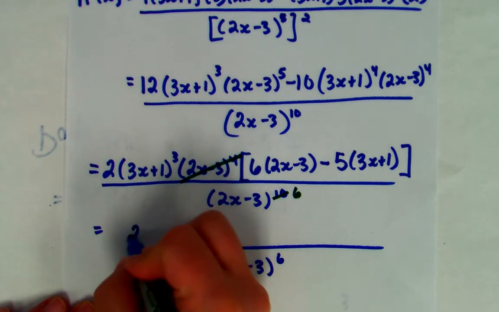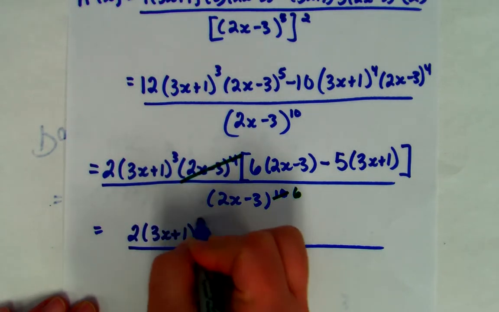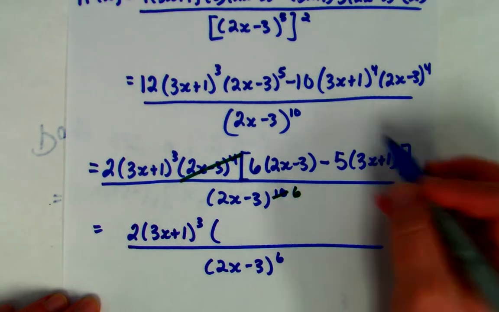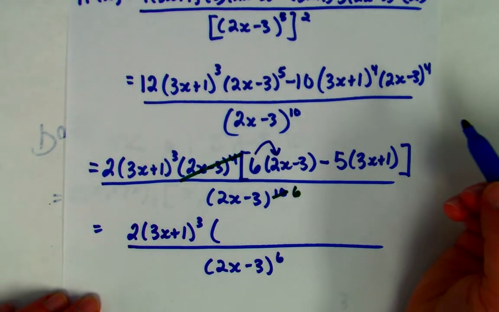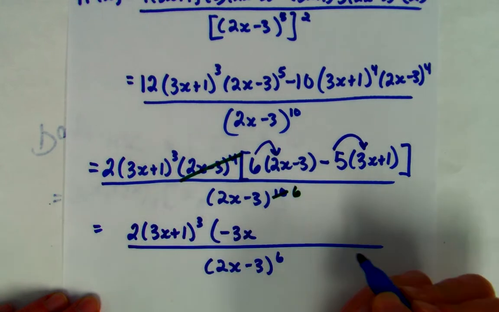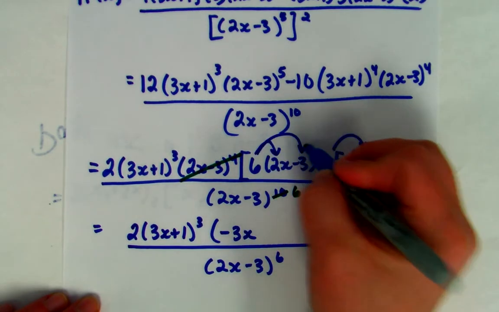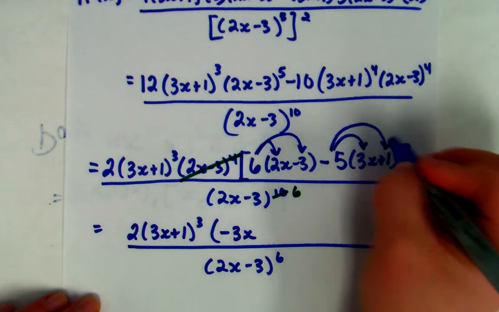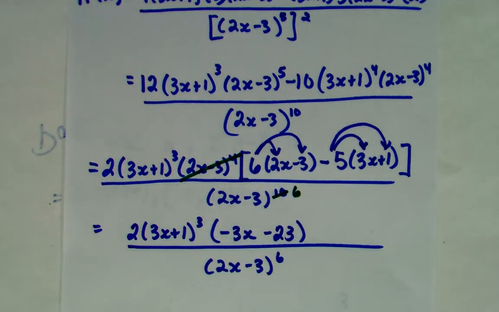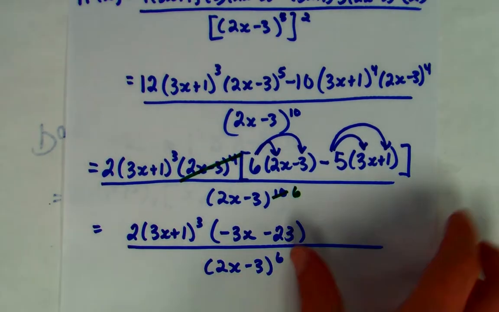I still have the 2 and the 3x plus 1 cubed in front, and now I'm going to clean up this bracket here. 6 times 2x is 12x, minus 15x is negative 3x. Negative 18 minus 5 is negative 23. So that would be my final simplified answer.